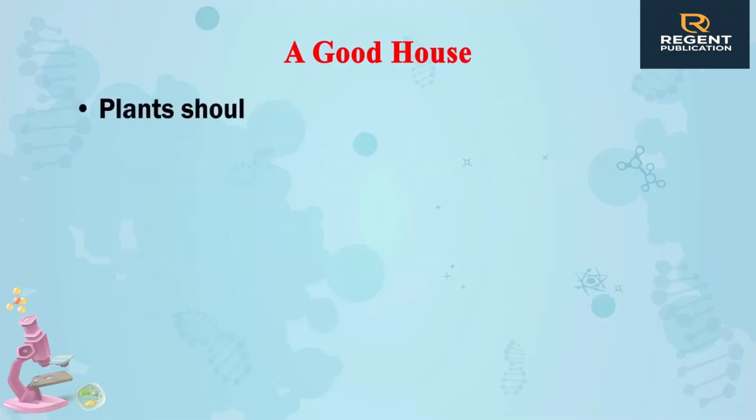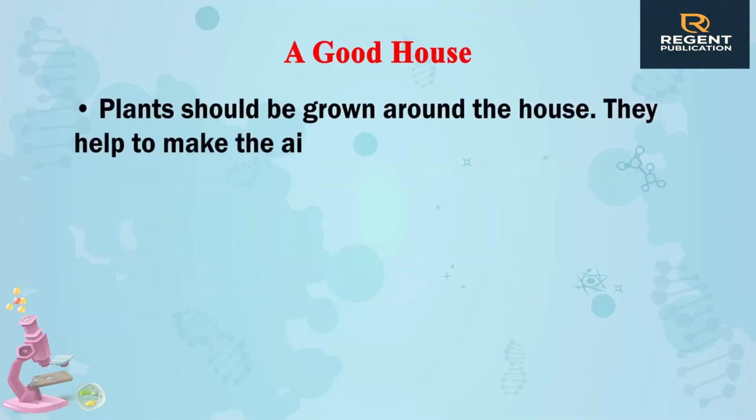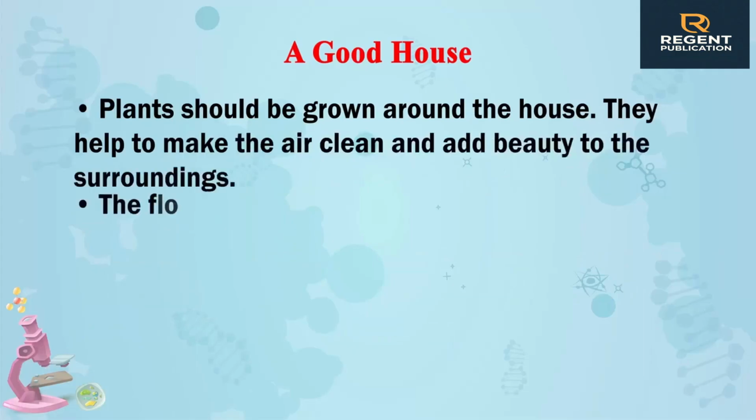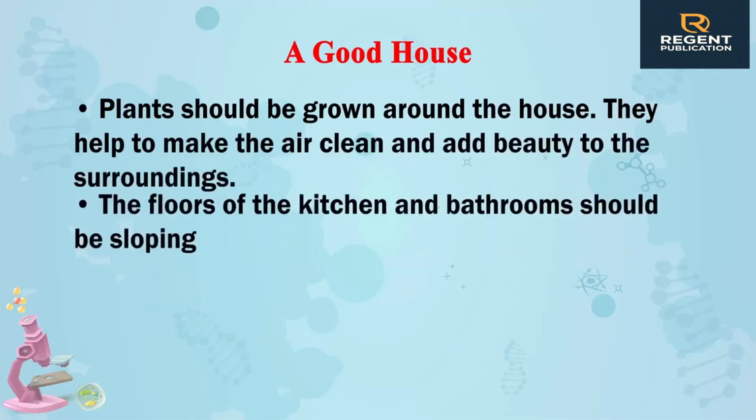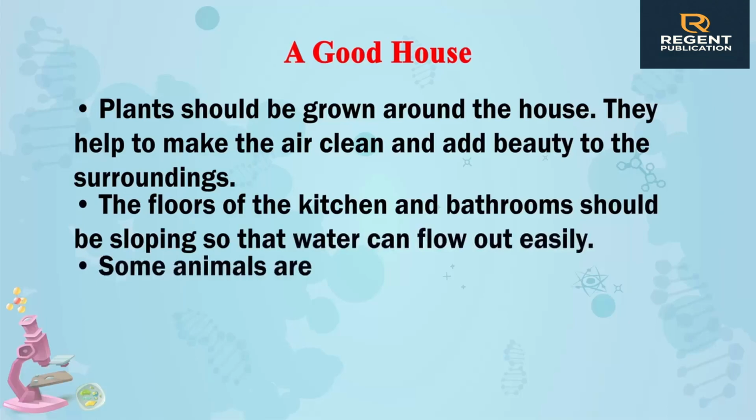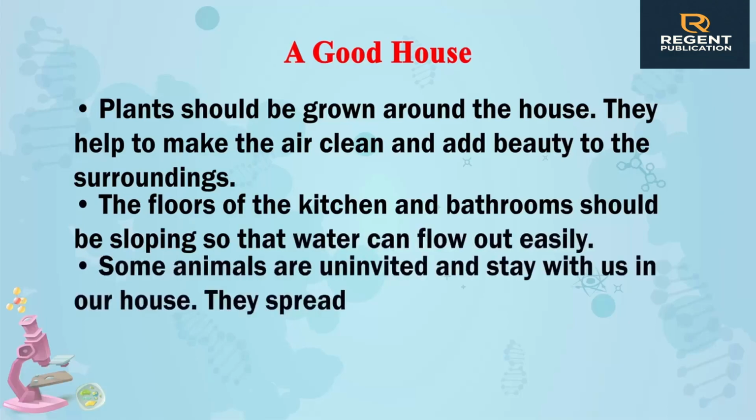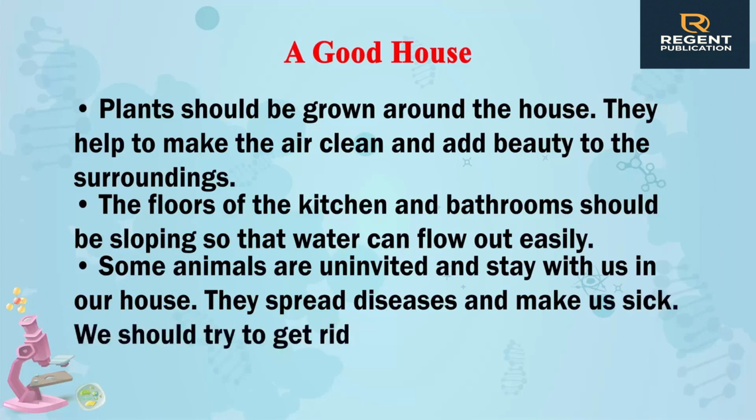Plants should be grown around the house. They help to make the air clean and add beauty to the surroundings. The floors of the kitchen and bathrooms should be sloping so that water can flow out easily.